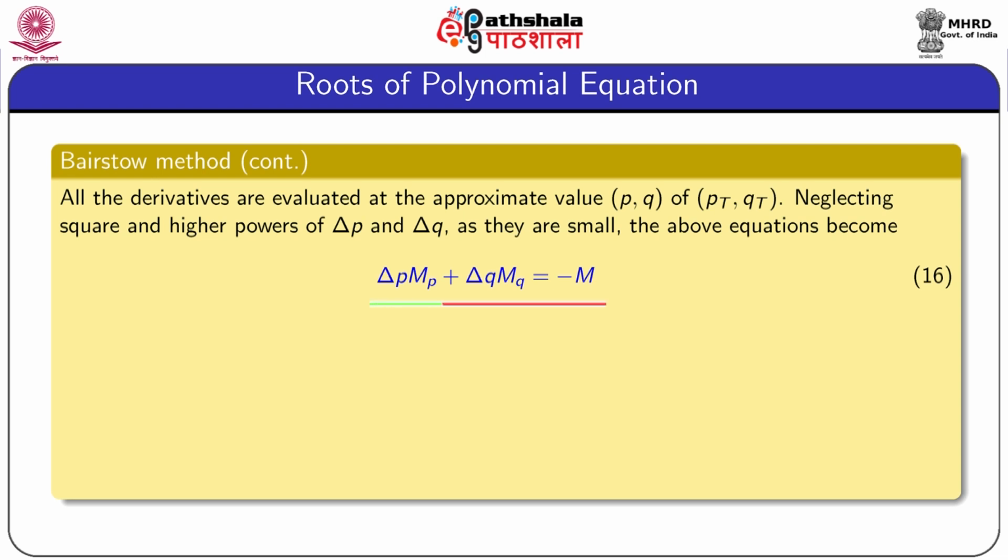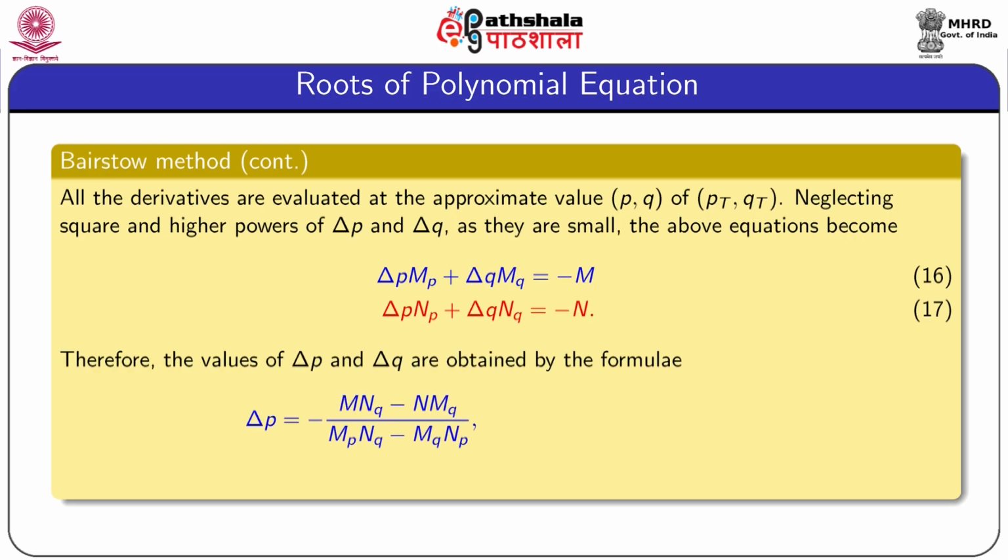After neglecting these terms, the above equation becomes delta p into mp, where mp represents the partial derivative of m with respect to p, plus delta q into mq, which is also the partial derivative of m with respect to q, equals minus m. Similarly, from the second equation of the last slide, we get delta p into np, where np is the partial derivative of n with respect to p, plus delta q into nq equals minus n. So, these are a system of linear equations containing two unknowns, delta p and delta q, and the number of equations is 2. Therefore, using any method we can find the values of delta p and delta q.